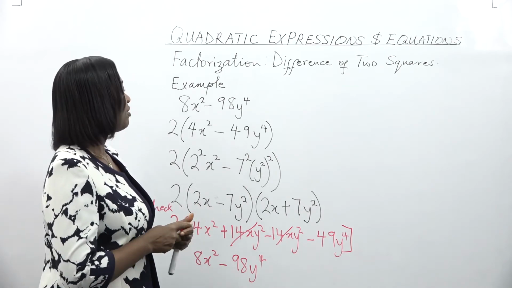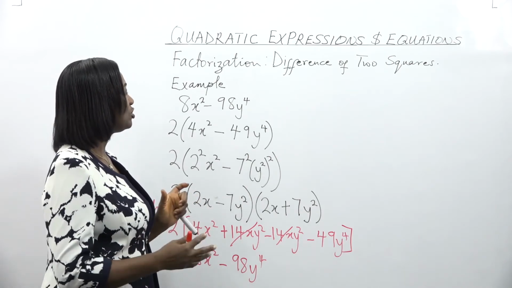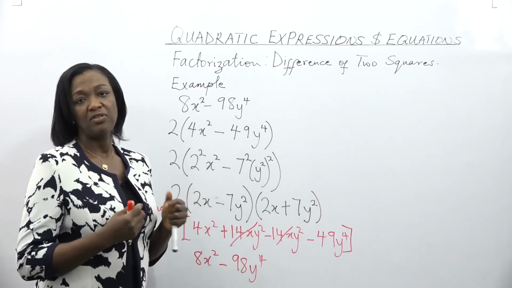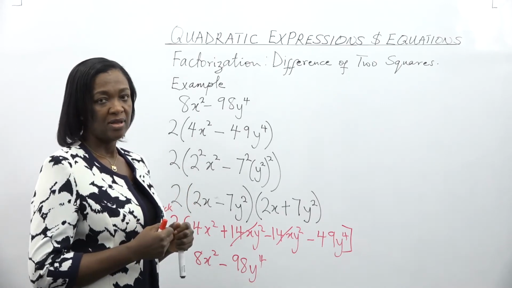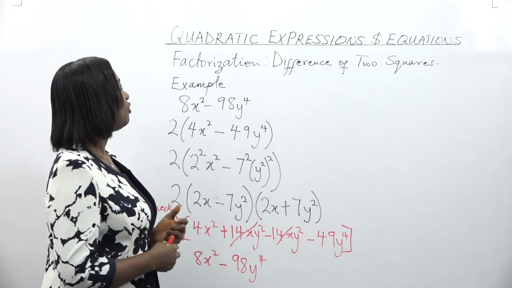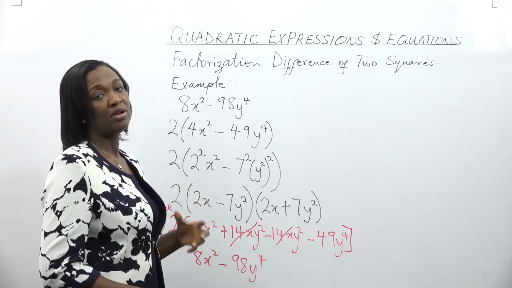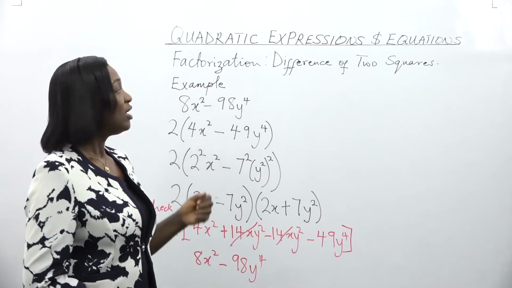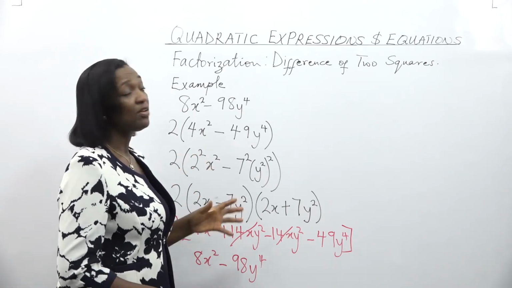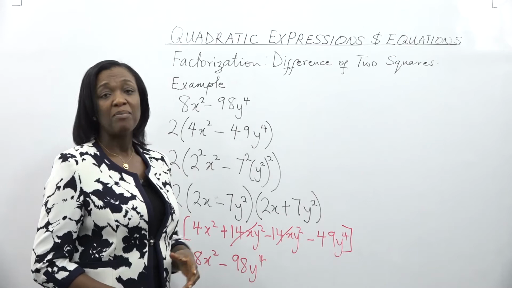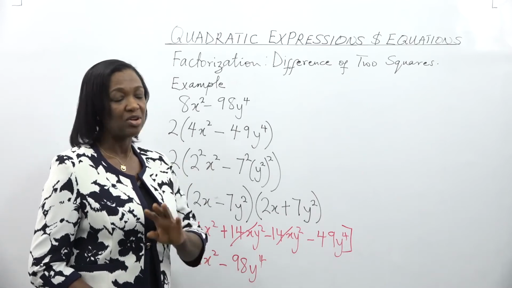So just take your time anytime you have to factorize a difference of two squares. Just take your time and look out for the squared numbers and a possible common factor. A difference of two squares has factors, but the sum of two squares cannot be factorized.